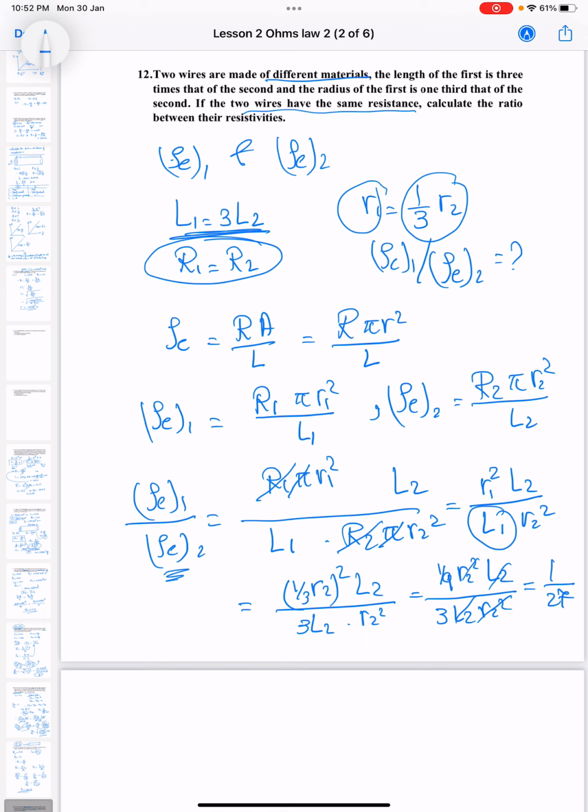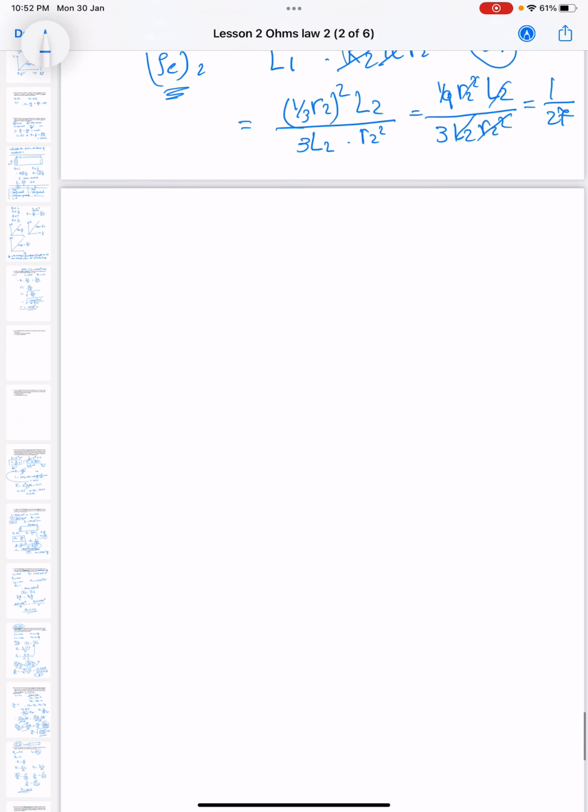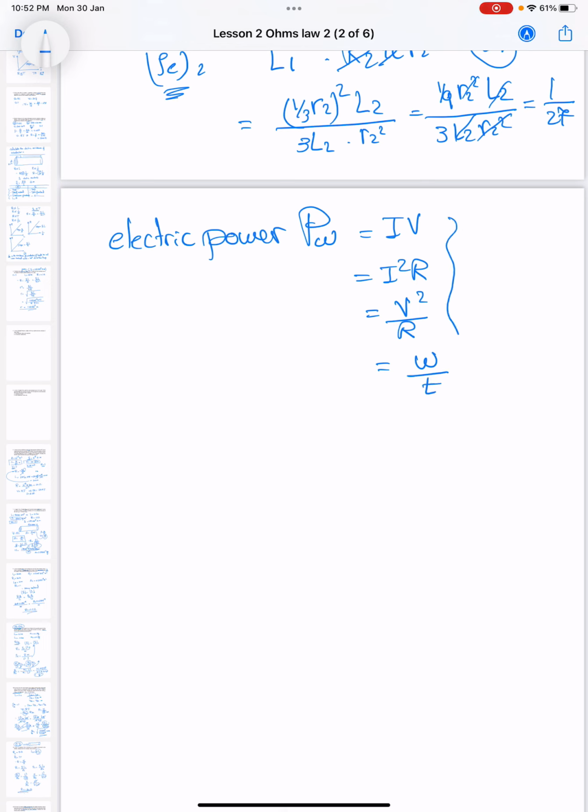This is the end of the problems. Before we close this lesson, we must know some important notes. Electric power P equal I V, or I square R, or V square divide R, or work or energy per time. The unit of this is watt, W.